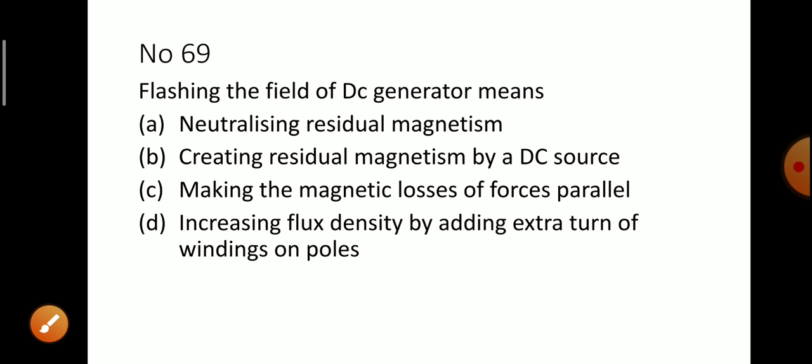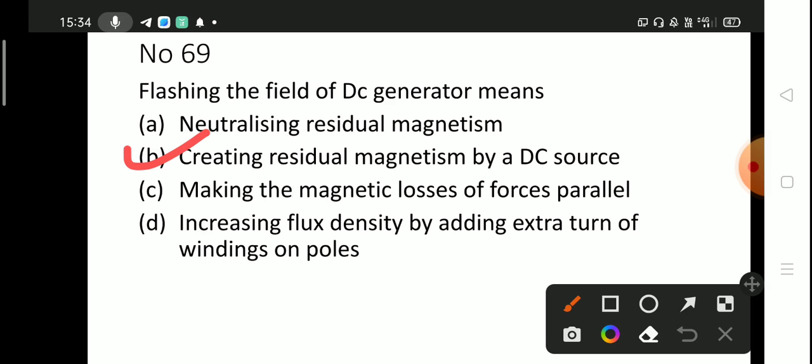Number 69. Flashing the field of a DC generator means: A, neutralizing residual magnetism; B, creating residual magnetism by a DC source; C, making the magnetic lines of force parallel; D, increasing flux density by adding extra turns of winding on poles. And the answer is B, creating residual magnetism by a DC source.